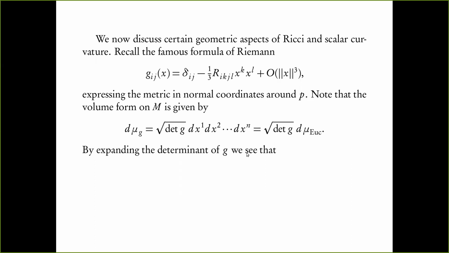Okay. So by expanding the determinant of G, remember the matrix of G has a 1 on the diagonal. There's no other 1 anywhere off diagonal. Any off diagonal entries of the matrix G already start with a quadratic term. It's like some R_ijkl up to a factor of -1/3 x^k x^l.